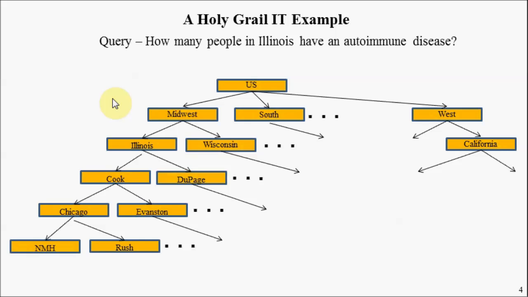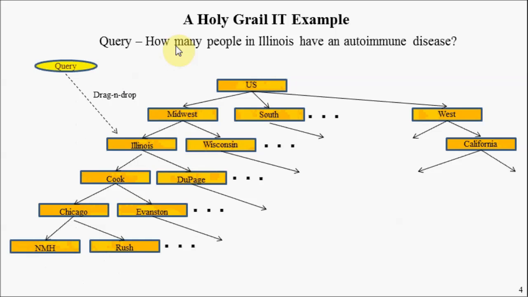Let's look at a Holy Grail of IT example, something that would be very difficult to do with a search engine such as Google. Imagine you wish to determine how many people in Illinois have an autoimmune disease. Imagine you have a graphic such as the following that shows the United States broken down into regions, regions broken down into states, states broken down into counties, counties broken down into cities, and at the leaf nodes, the names of healthcare institutions.